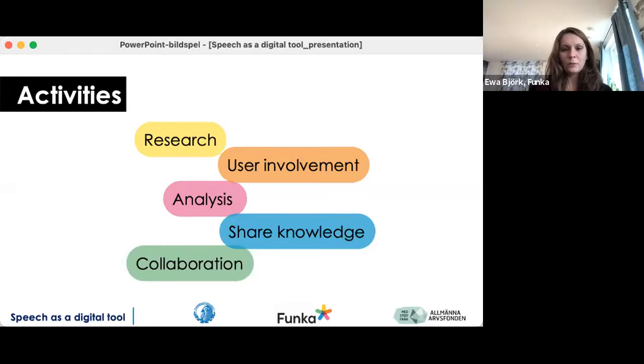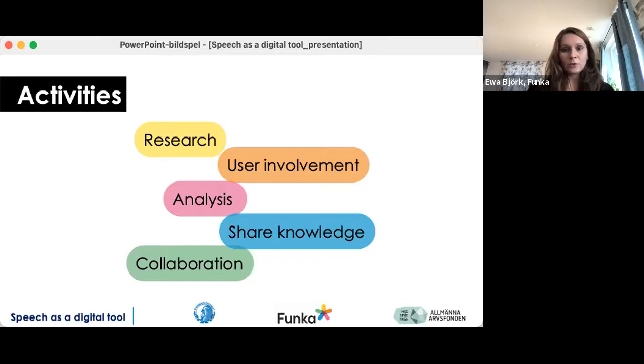So together with the users, we also want to define and pinpoint the concrete issues, the concrete problems that the target group has with speech-controlled technology, devices and services. Then together with the users, we will test and analyze them, and based on this knowledge and all the data that we collect, we will share this knowledge by proposing solutions in the form of a checklist.